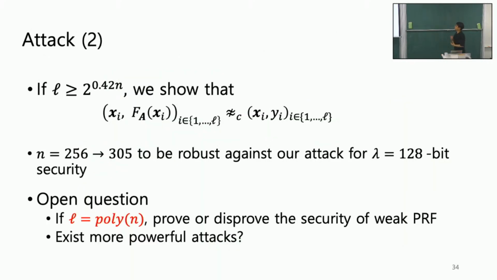So in summary, it is similar to previous attacks. If we have exponentially many samples, then we can break the mixed random candidates under the current parameters. So the current n should be increased to 305. Moreover, breaking the mixed random function with polynomially many samples is an open problem, and we also ask: is there a more powerful attack for these cases?